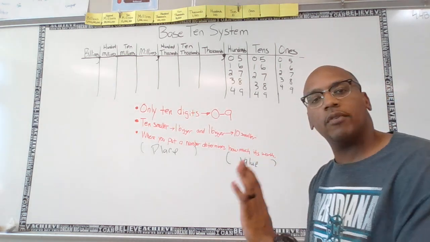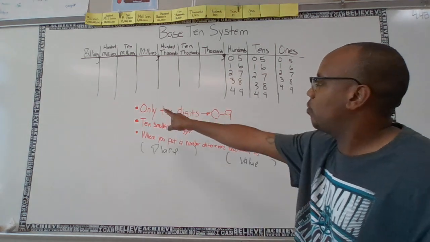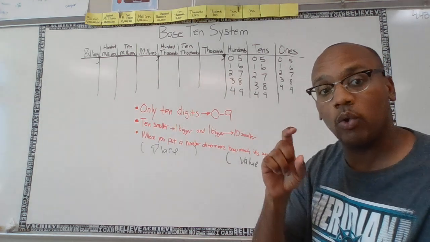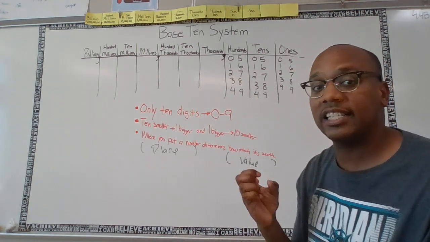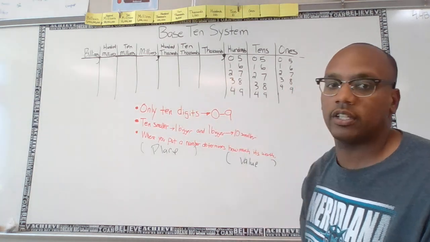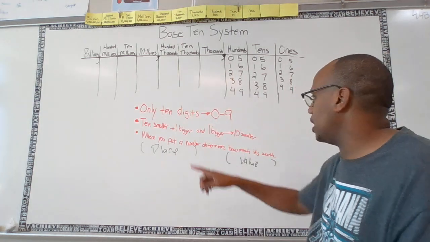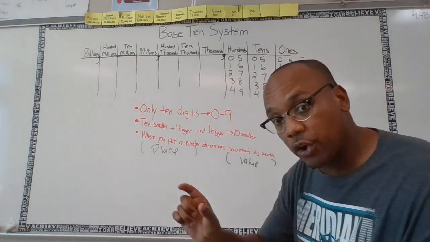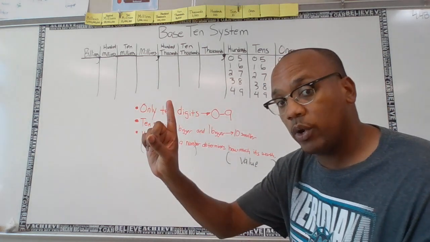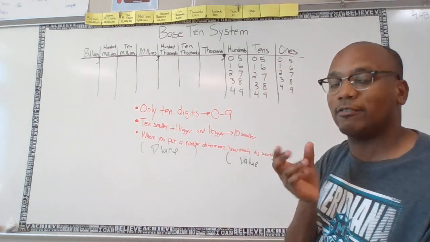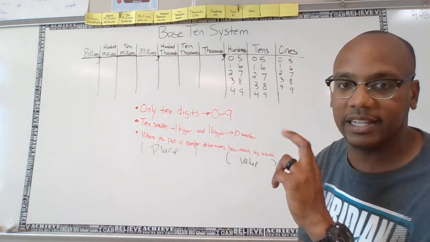All right, so I'm gonna go over the 3 rules again. Rule number 1, there's only 10 digits in this system, 0 through 9. When I get to 10, that place goes back to 0, and I move the 1 over there to the left, right? Rule number 2, 10 smaller ones can be traded in for one bigger one, or one bigger one can be decomposed and traded back down for 10 small ones in the base 10 system.